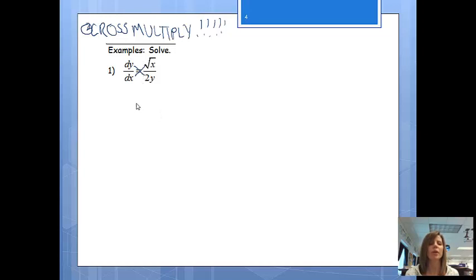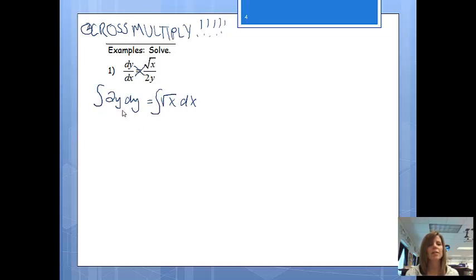Okay, so I'm going to cross multiply. I always like to put the y on the left. It just makes my life a little easier because we'll be solving for y. So I'm going to have 2y dy equals the square root of x dx. Now notice that I do have all of the y's on one side and all of the x's on the other side. Now I want to get rid of the derivative, and the way that I'll do that is to take the integral of both sides.